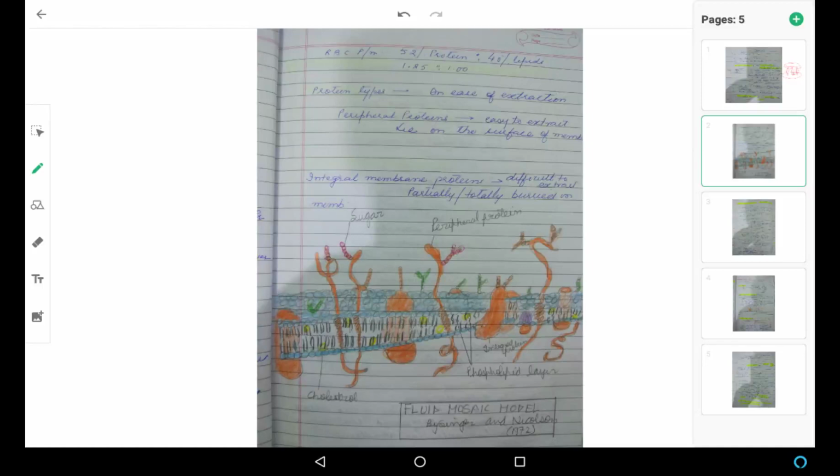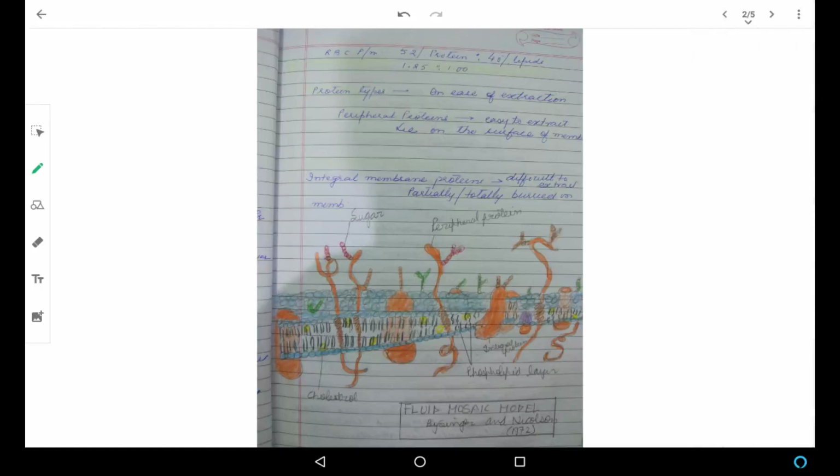These proteins also contain small oligosaccharides or sugars upon them. These make glycoproteins, and when the carbohydrates are present on the lipids, they are called glycolipids.